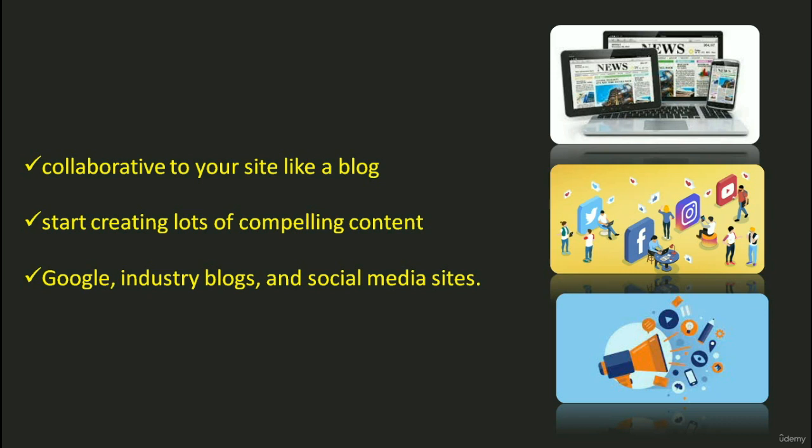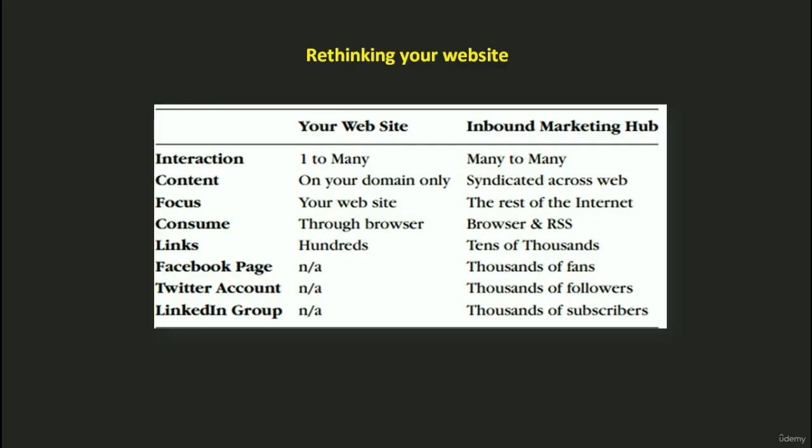Save the thousands of dollars and countless hours you were going to spend on the redesign of your website and do three things. First, add something collaborative to your site like a blog, which is easy to update on a regular basis. Second, start creating lots of compelling content people will want to consume. See following chapters on how to do this. And third, start focusing where the real action is: Google, industry blogs, and social media websites.